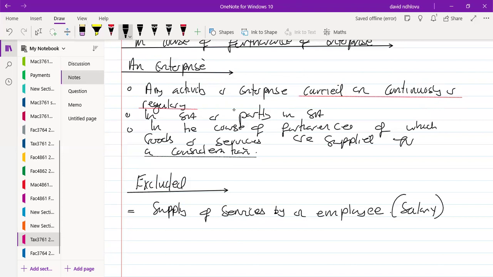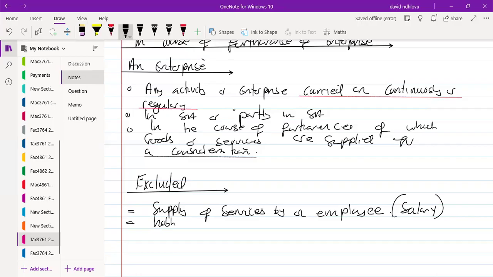Right, you will see that when you calculate the output VAT of an entity, or the input VAT or whatever, sometimes you are given salary as part of the expenses that were paid by the company. So you don't include VAT, you simply state that salaries do not constitute enterprise. So a salary is expressly excluded from there, right?